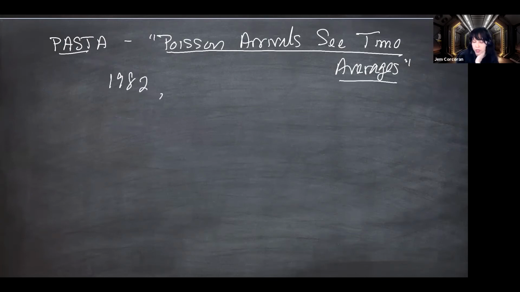1982 paper by Ronald. I know his name's Ronald. I think his middle initial is W, but his last name is Wolff with 2 Fs. And the title of the paper is exactly this: Poisson Arrivals See Time Averages. And what does it get for us? It's something really important for simulation.